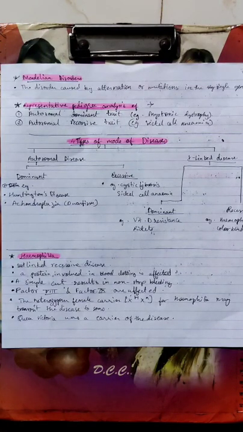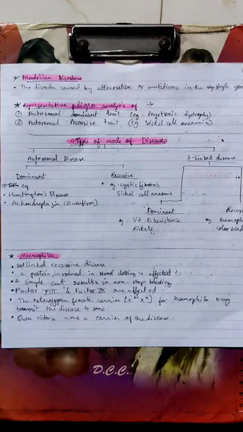Mendelian disorders. The disorders caused by alteration or mutation in a single gene are known as Mendelian disorders. The pattern of inheritance of Mendelian disorders can be traced in a family by pedigree analysis. Mendelian disorders may be dominant or recessive. By pedigree analysis, it is easy to understand whether the trait is dominant or recessive.